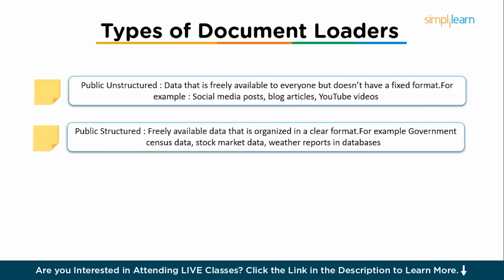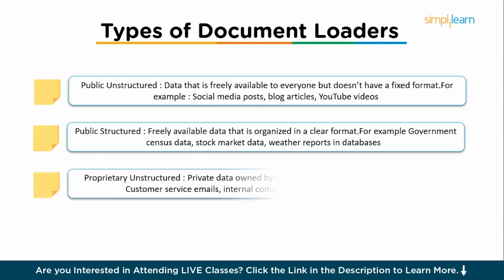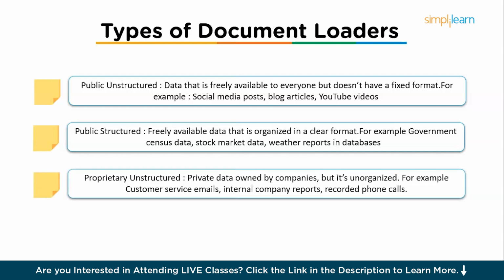So here, the freely accessible data that is organized in a clear format. For example, the government census data, stock market data, weather reports, and more. Then we have proprietary unstructured data. That is the private data owned by the companies, but it's unorganized. For example, the customer service mails, internal company reports, recorded phone calls.